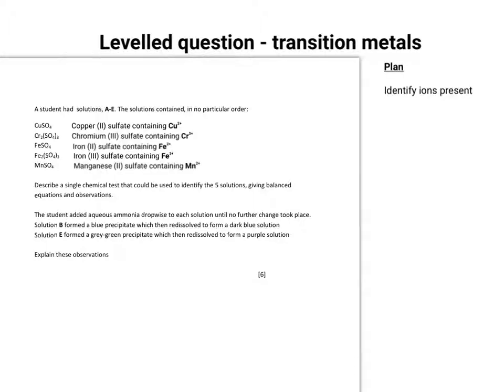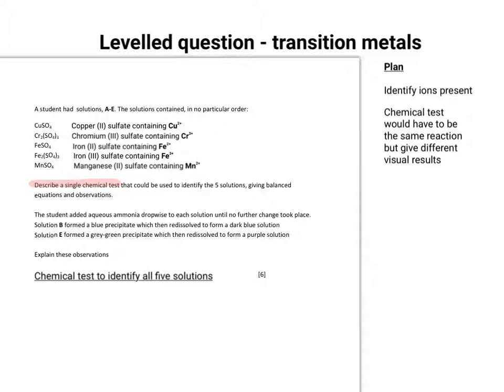So with any A-level question, it's a good idea to plan out what you're going to do. First thing to do is identify the transition metal ions that will be present in each of those solutions. And what they ask you to do is describe a single chemical test that could be used to identify the 5 solutions, giving balanced equations and observations. So the chemical test would have to be the same reaction in each case, but give different visual results each time.